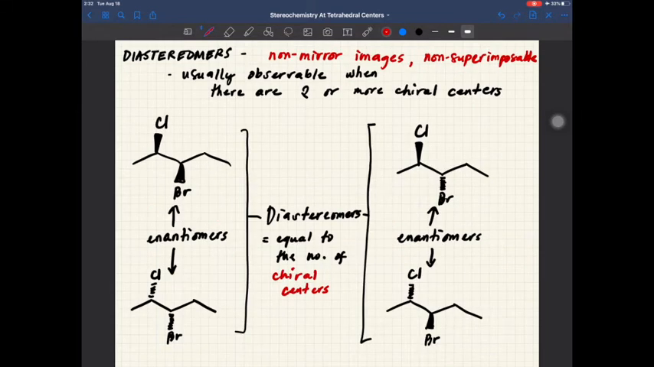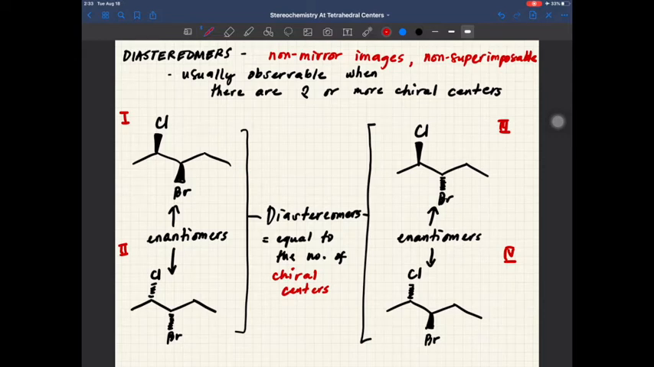Now, diastereomers in the context of organic chemistry are non-mirror image and non-superimposable organic compounds. Diastereomers are often observable when there are two or more chiral centers. Let's take these two molecules here. Molecules 1 and 2 are enantiomers because they are mirror images of each other. Compounds 3 and 4 are also enantiomers because they are mirror images of each other.